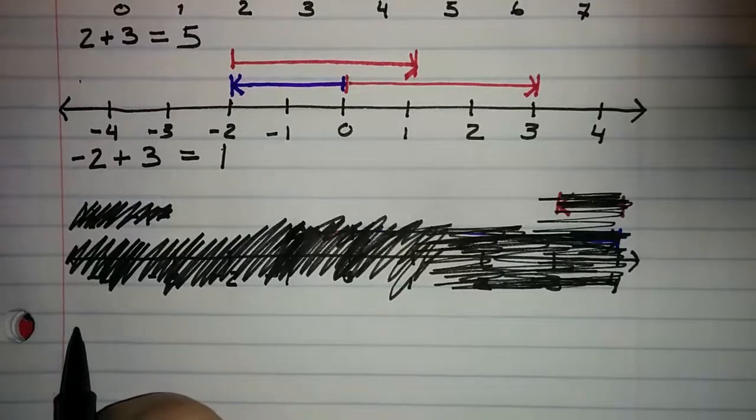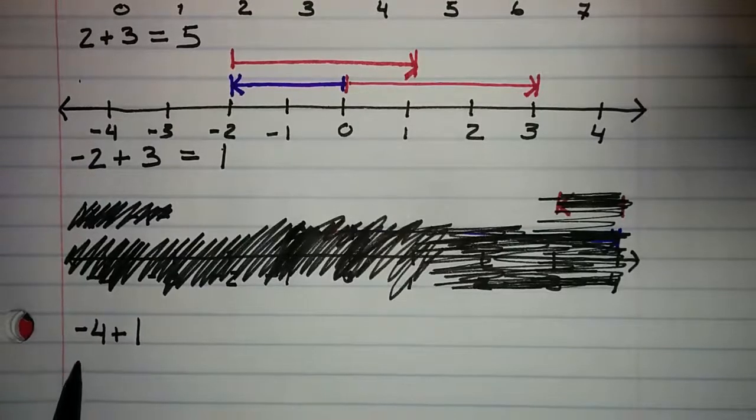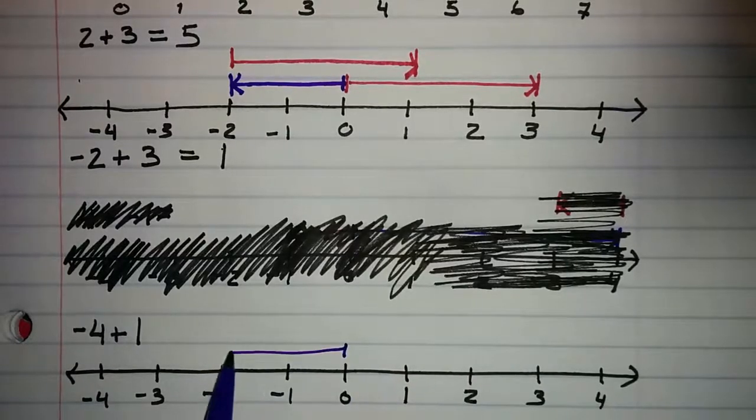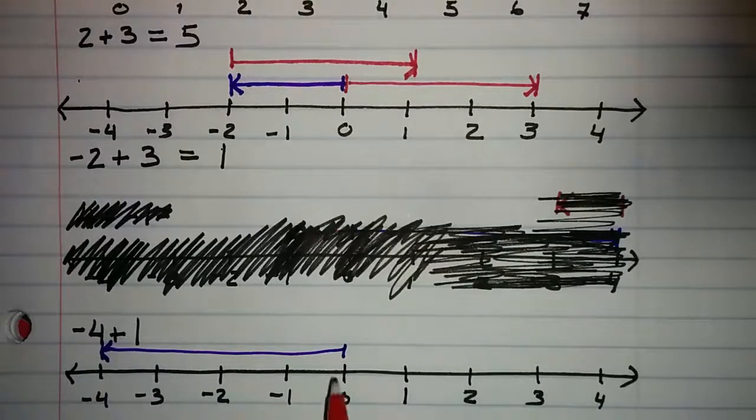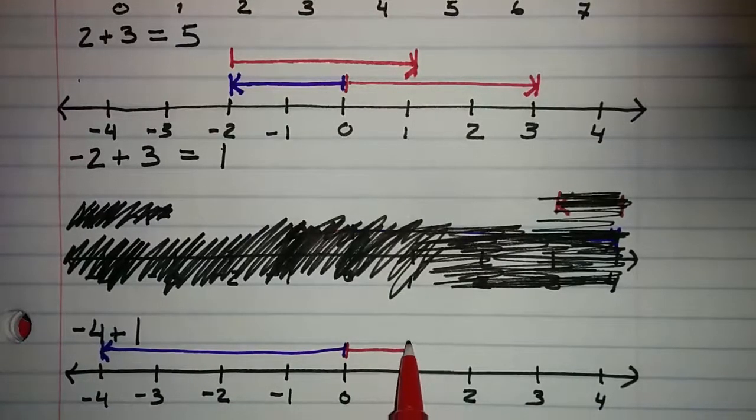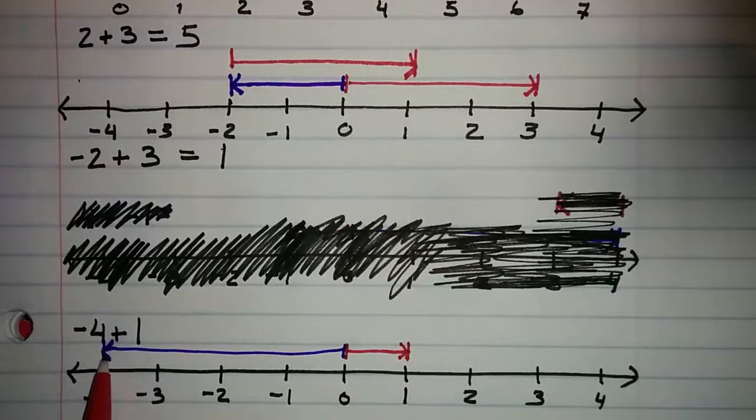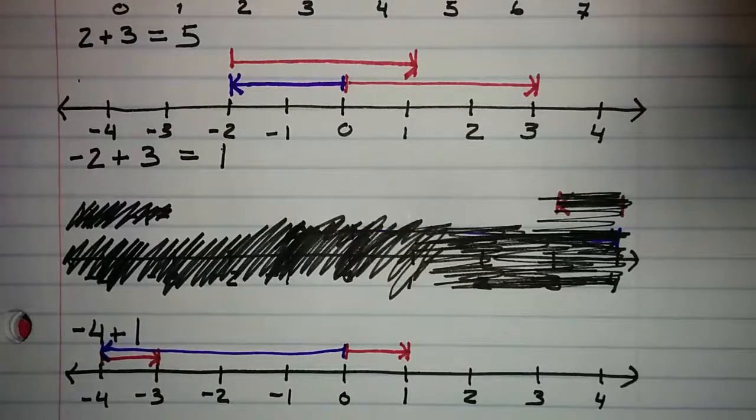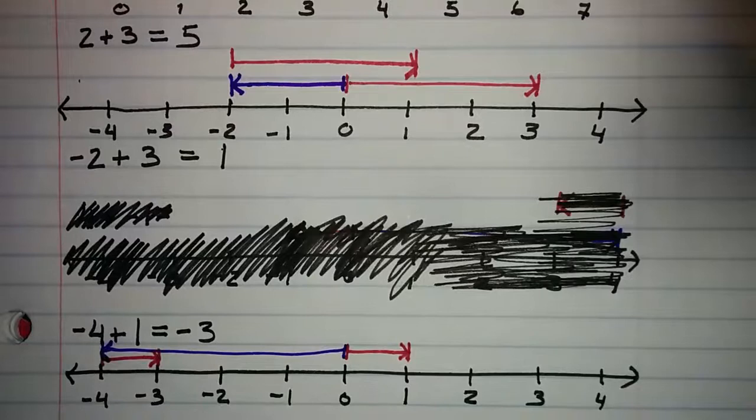Well, no. What if I wanted to take, say, negative 4 plus positive 1? Let's see what that looks like. I have negative 4, which is 4 units to the left, plus positive 1, which is 1 unit to the right. To get the sum, I start at negative 4, go 1 unit to the right, and I end up at negative 3.